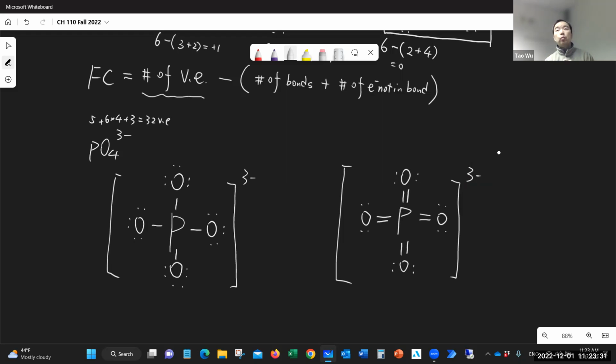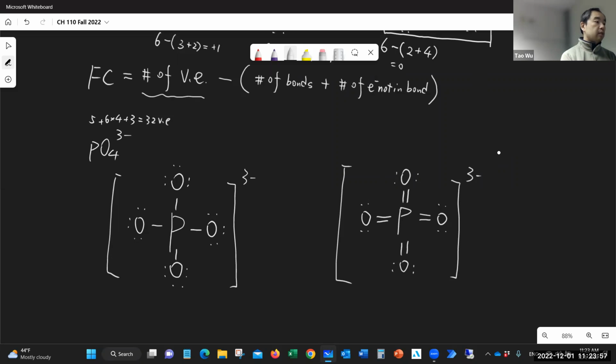But the point is, which one is the correct formula? I mean, if we don't talk about the formal charge, then both of them are correct. But if you talk about the formal charge, there's one that is the correct one. Then again, you just need to calculate the formal charge for each of these.